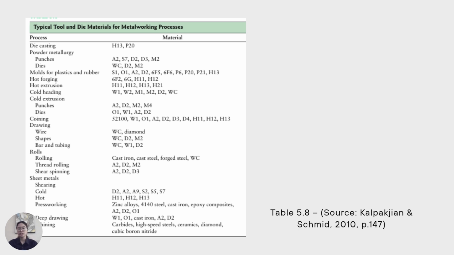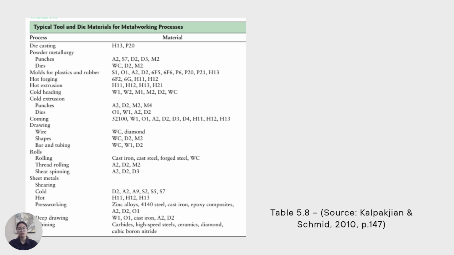In powder metallurgy, punches and dies are often made from D2, S7, or M2 steels. They require high hardness, compressive strength, and wear resistance during compaction of powders. For molds for plastics and rubbers, materials such as S7, P20, H13, and 420 stainless are common. They provide good polishability and corrosion resistance, ensuring smooth mold surfaces and long service life.